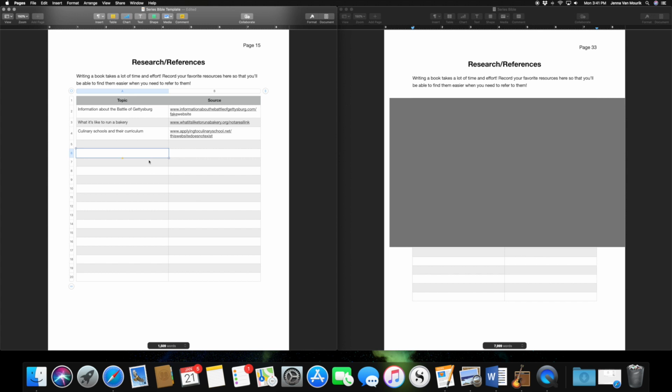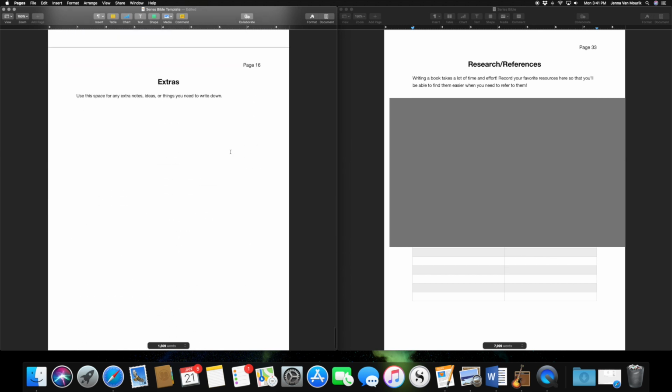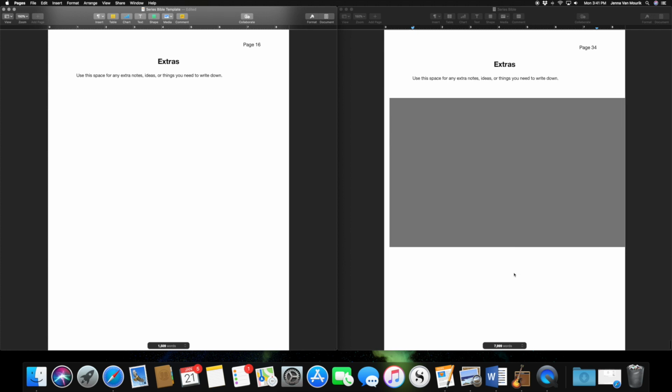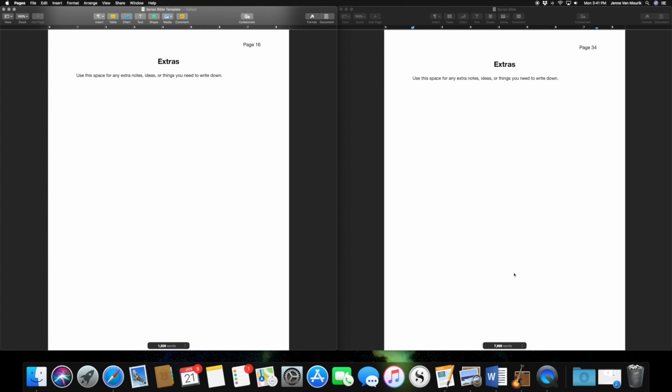And finally, there's the extras page, which is really just completely up to you. You don't even have to have this page, but if you want to write something down really quickly or jot down a note, this page might be really good for you. But other than that, it's pretty self-explanatory, completely up to you.